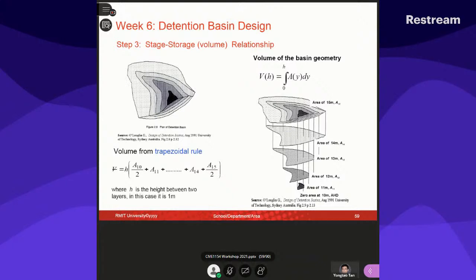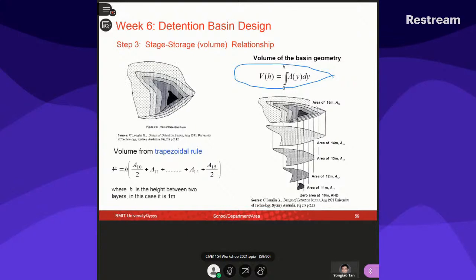Now step 3 for the detention basin is the stage and storage relationship, meaning the stage and the volume relationship. Normally, this is a relationship between the depth of the water in the basin and the volume of the water in the basin. Normally, we can use integration to find the volume of the basin.